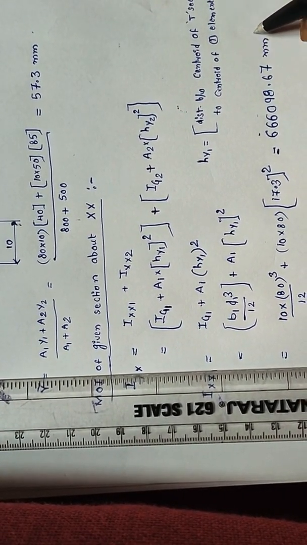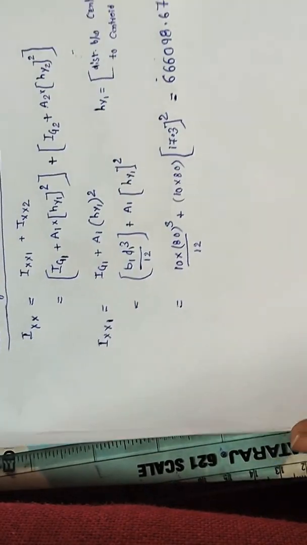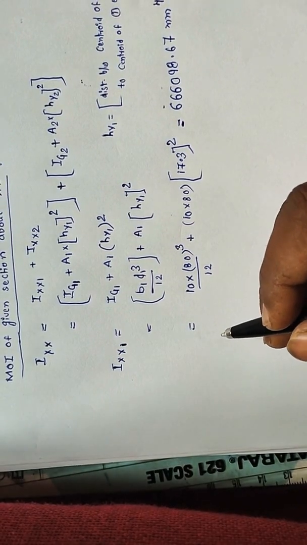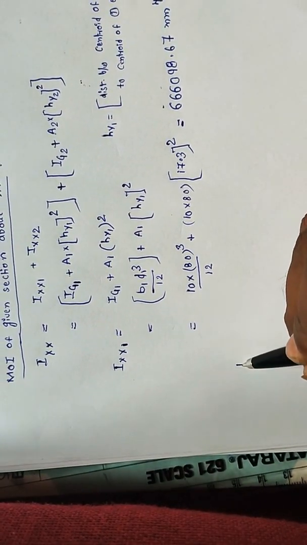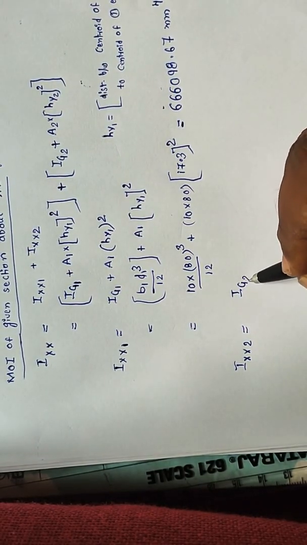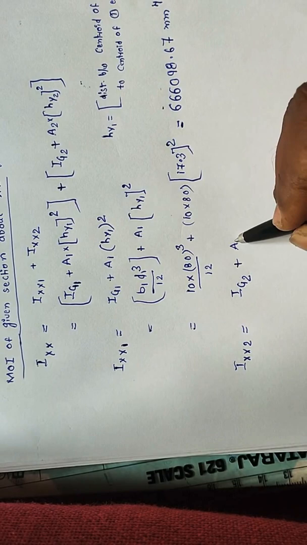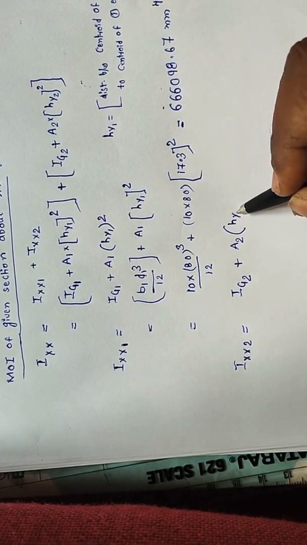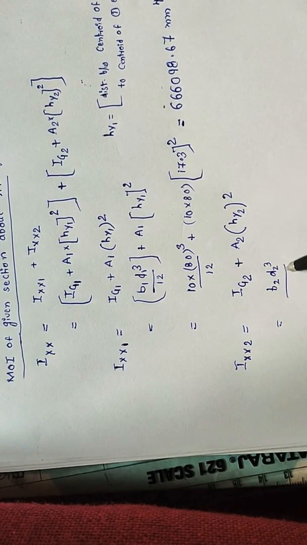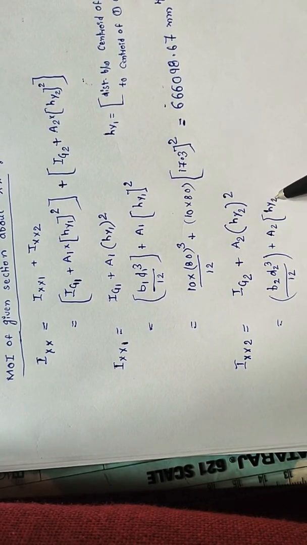It is a moment of inertia, so its units are mm to the power of 4. So whenever you consider the first element, now Ixx2 equal to Ig2, moment of inertia about the centroidal axis of the second element, plus area 2 into hy2 square. So b2 d2 cube by 12 plus area 2 into hy2 square.